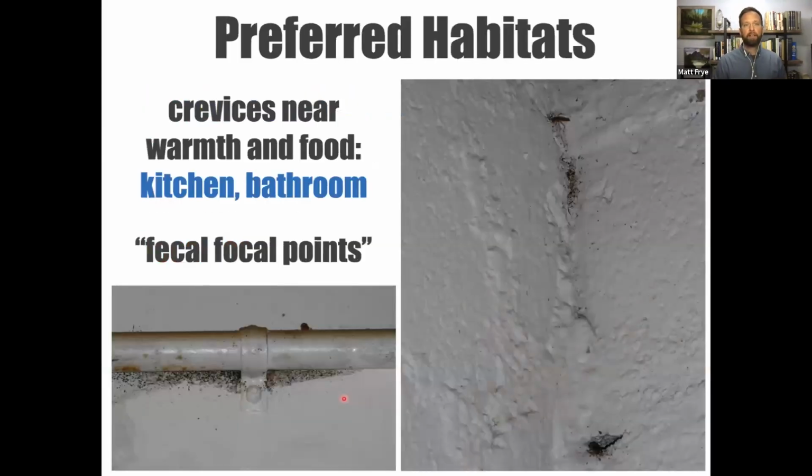Their preferred habitat are going to be cracks and crevices near warmth and food. So kitchens and bathrooms are often the types of areas where we see this cockroach. And when they are established, you get to recognize these fecal focal points, which have lots of feces concentrated in small areas.